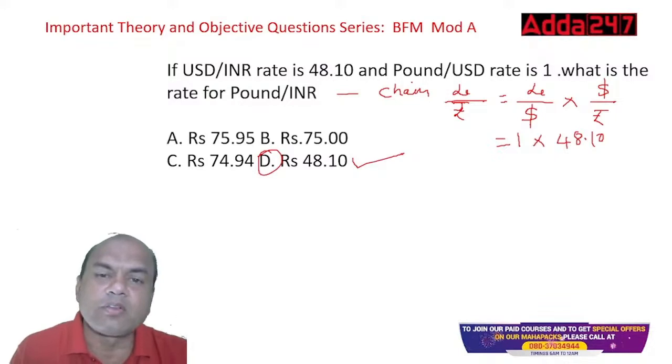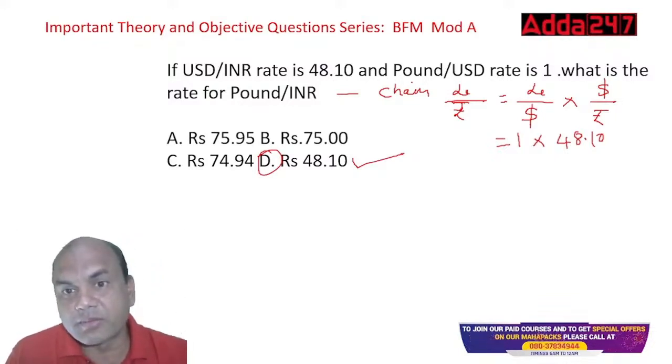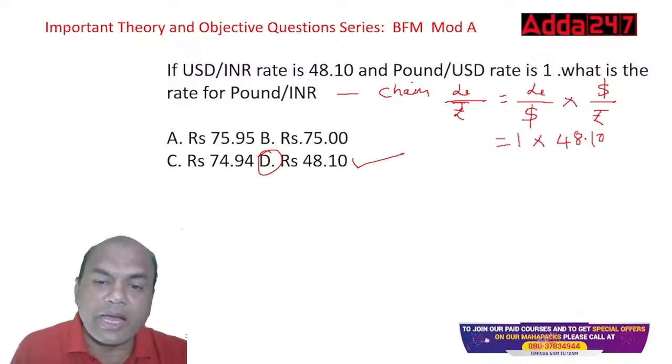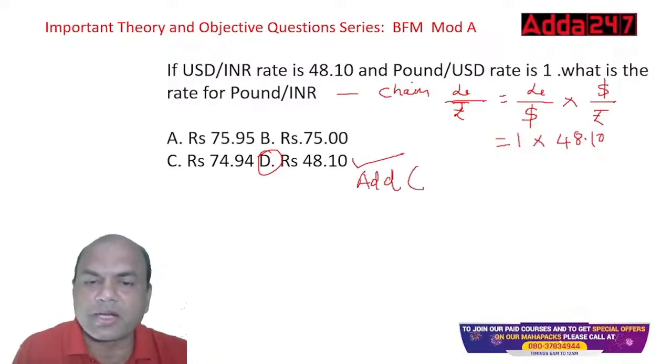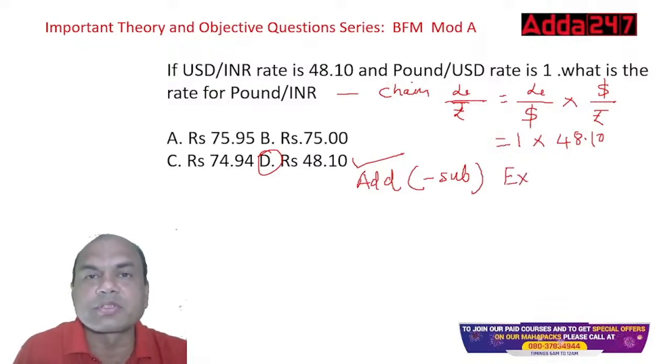Always remember, while solving any forex problem, the important part that remains in CAIIB is that after you get this rate, you have to either add or subtract the margin. Add or subtract depending on the transaction. Add or subtract the margin. Which exchange margin? Remember, in JIB you had the problem only up to this much.